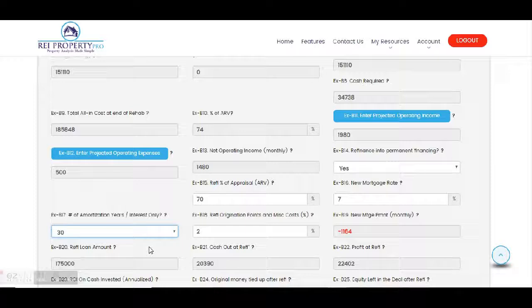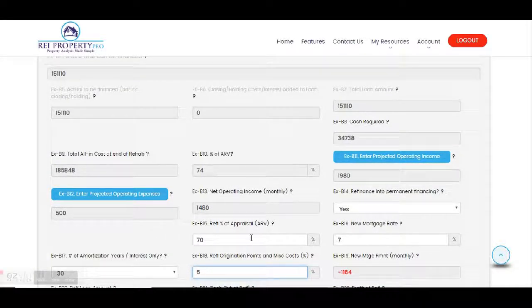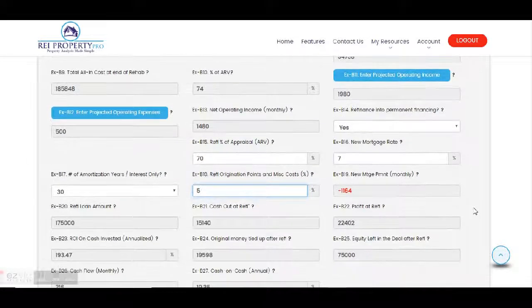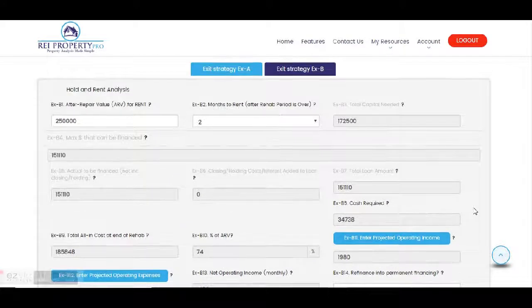Now we're going to estimate our points for the new loan and our closing costs. This number is calculated here as a percentage. So our points in closing costs, let's just estimate that could be around 5%. Now you have completed estimating all of your numbers and can review your totals. You have a full picture of whether or not this extra strategy is a good fit for you.